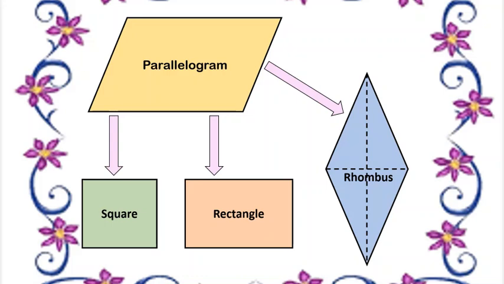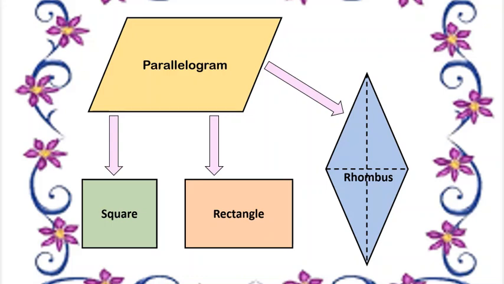So even square, there is something which is common in square and rectangle. What is that common? In a square also all angles are 90 degrees. In a rectangle also all angles are 90 degrees. In a square also diagonals are equal. Rectangle also has diagonals equal. Remember.